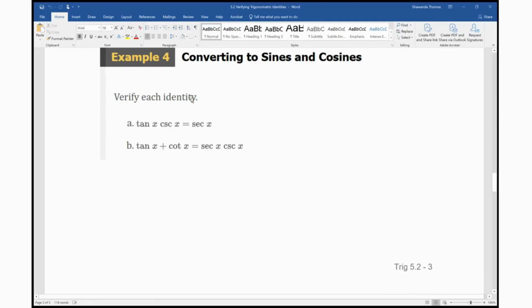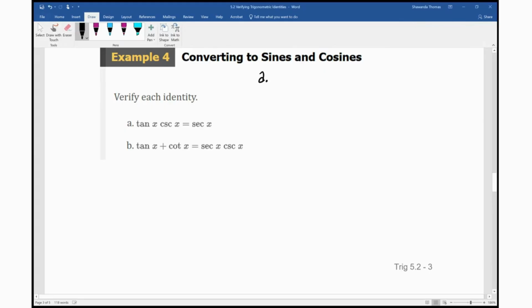Verify each identity. So for A, which side in your opinion looks like the more complicated side? Okay, what did y'all say? For A, which side is the most complicated side to you? The left side? Okay, yes, work on that.